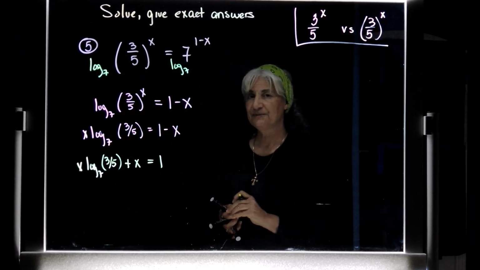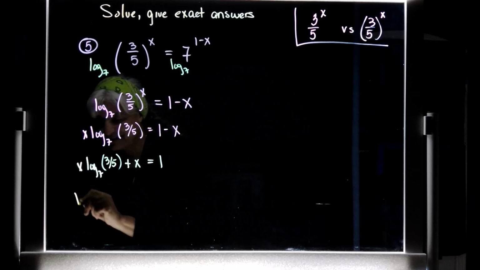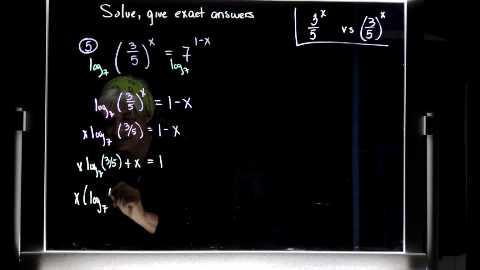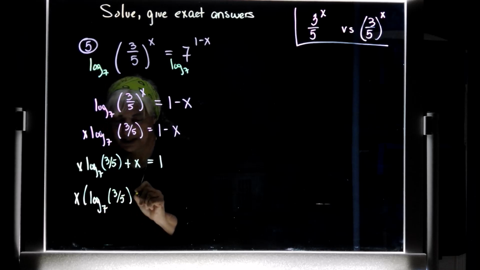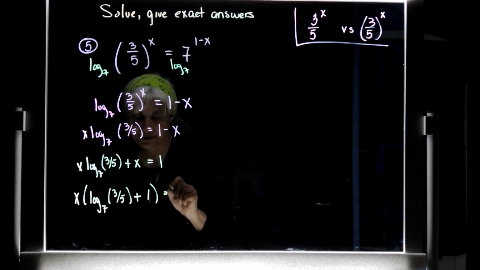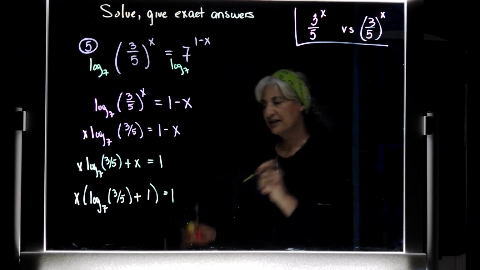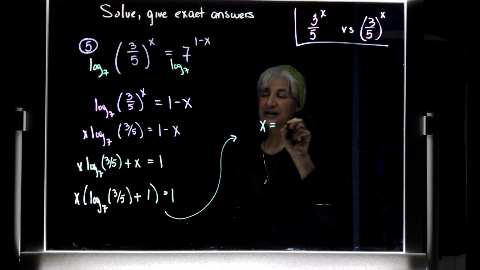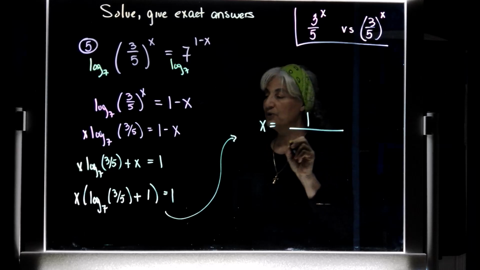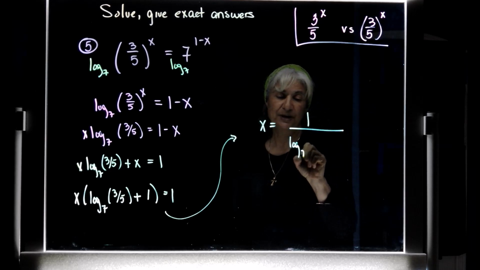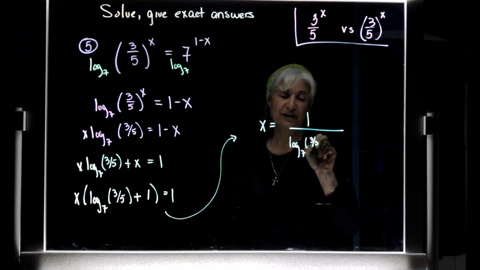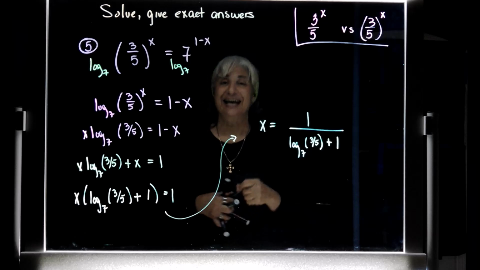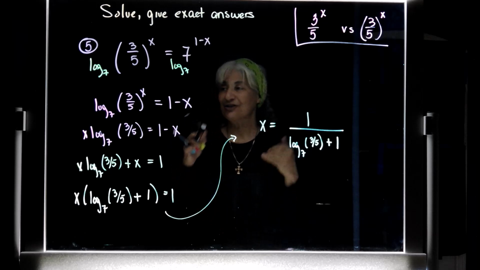Then what? Very good, you factored out the x. So x times a quantity of this number plus 1 equals 1. And then divide both sides by that lovely set of parentheses. So 1 divided by log base 7 of 3/5 plus 1. Very good, guys. Excellent. You're getting the hang of it.